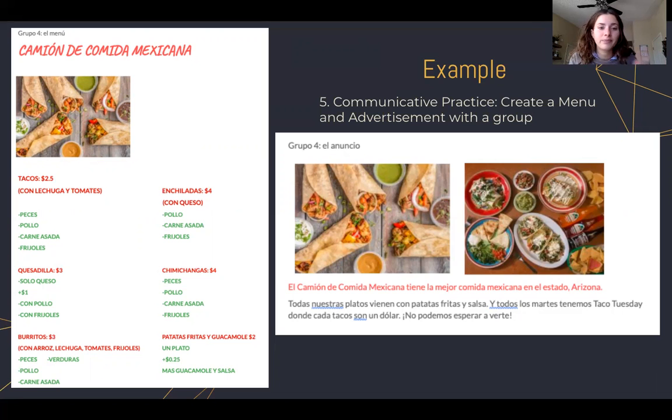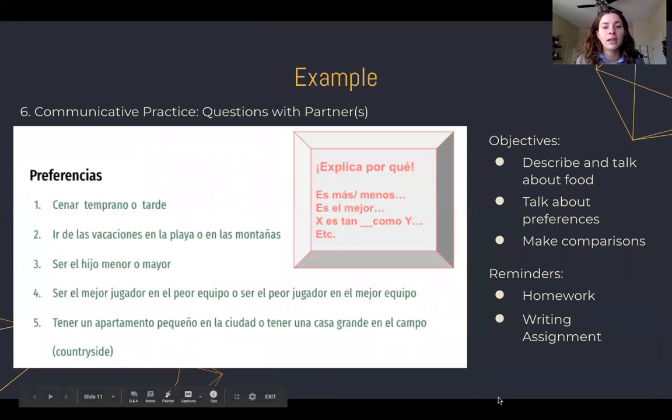And while there were some small grammar mistakes, I think that it really helped to get that communicative practice. They were talking with other students in the group about the menu, what they wanted to include, and then they also had to use presentational mode to present it. So it was really fun. Students loved being creative with it.